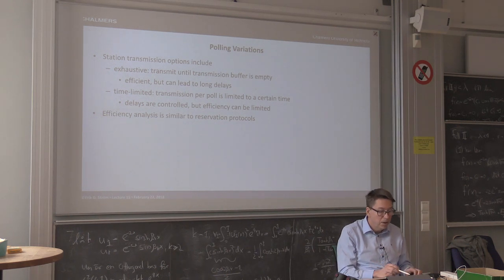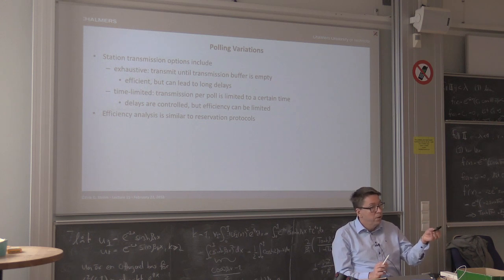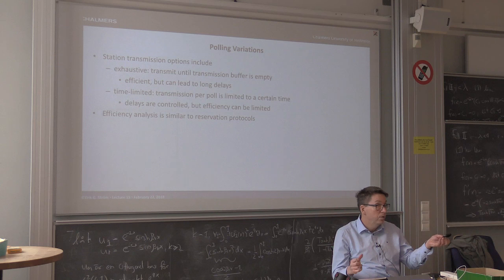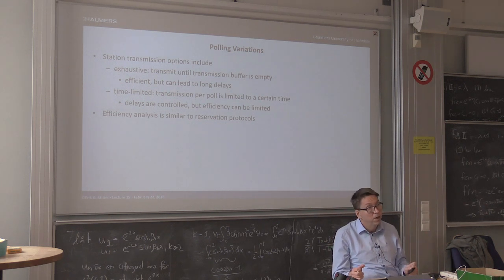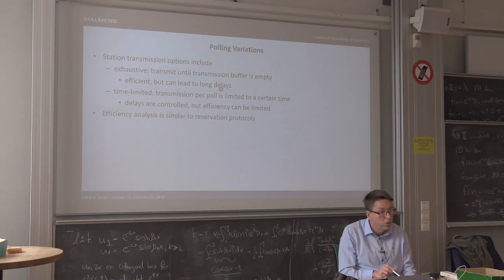If that is the case, then we typically limit the time for which a station can transmit. So if I have the token, I have the permission to transmit, I have a gigabyte to transmit, maybe I can only transmit 10 megabytes before handing over to the next one. Okay. So exhaustive is efficient, but it leads to long delays.